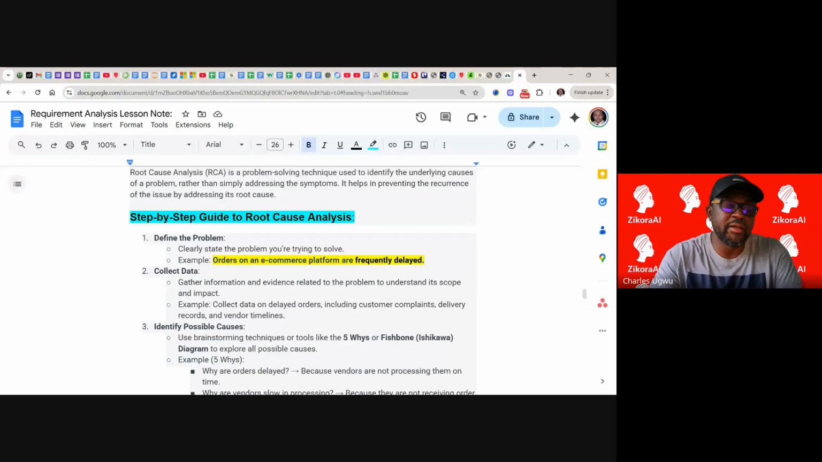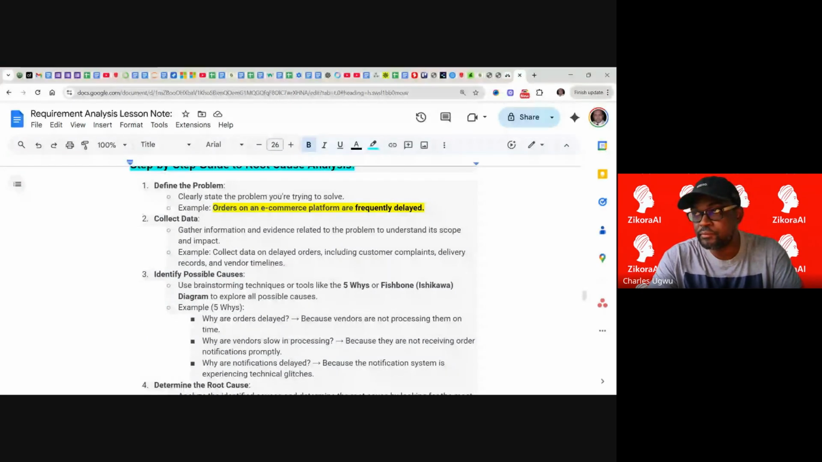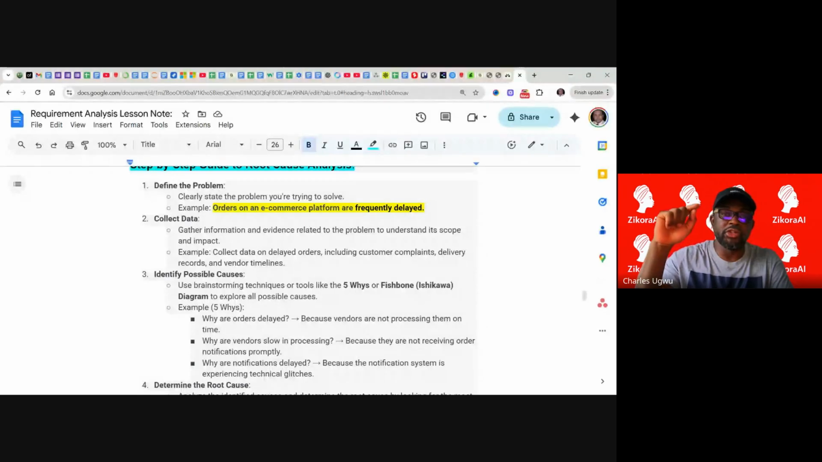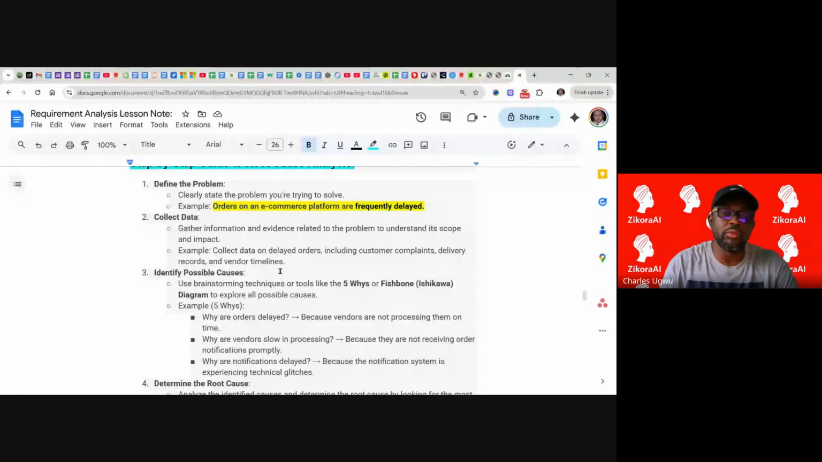Then identify possible causes. There is no way you can just point and say this is the problem. It's a delay. A lot of people are involved here, so it's not one person. To help you get down to the bottom, you must brainstorm and identify possible causes. We can use what we call the 5 whys. It can be more than 5.